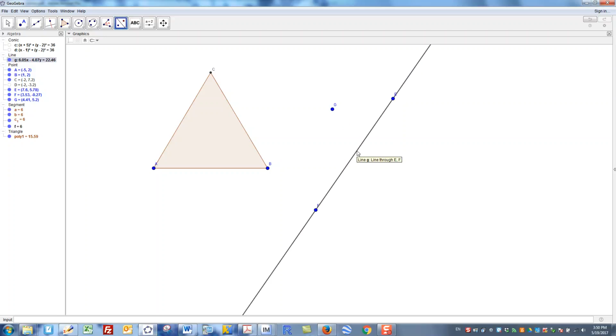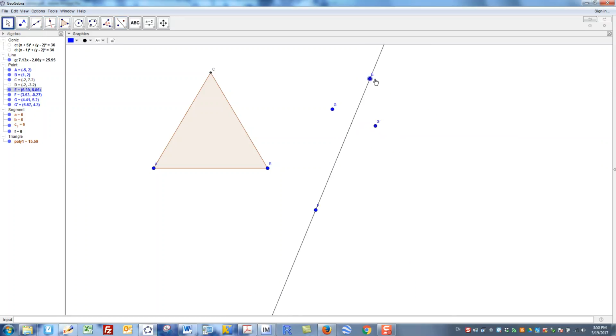Oh, didn't work, did it? There, sorry. Let's try this. There it went. And it takes G to G prime. And of course, this thing is dynamic, right? So if I move this line, of course, the point G moves all over the place.